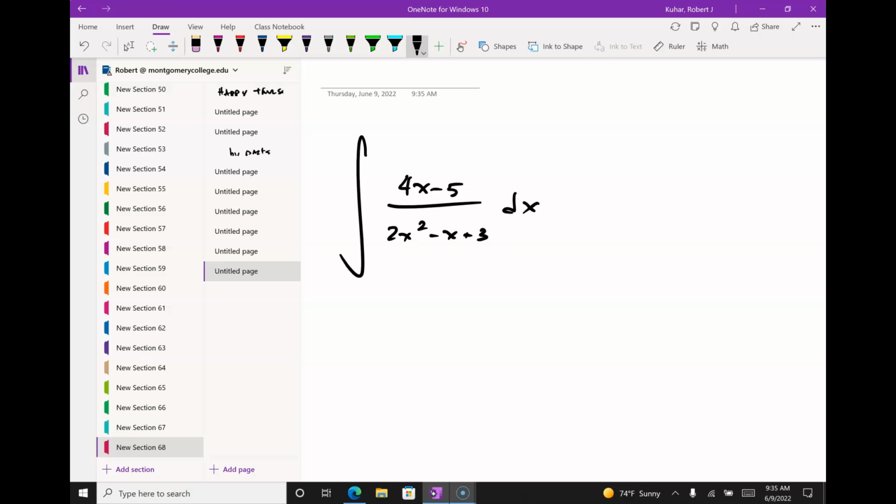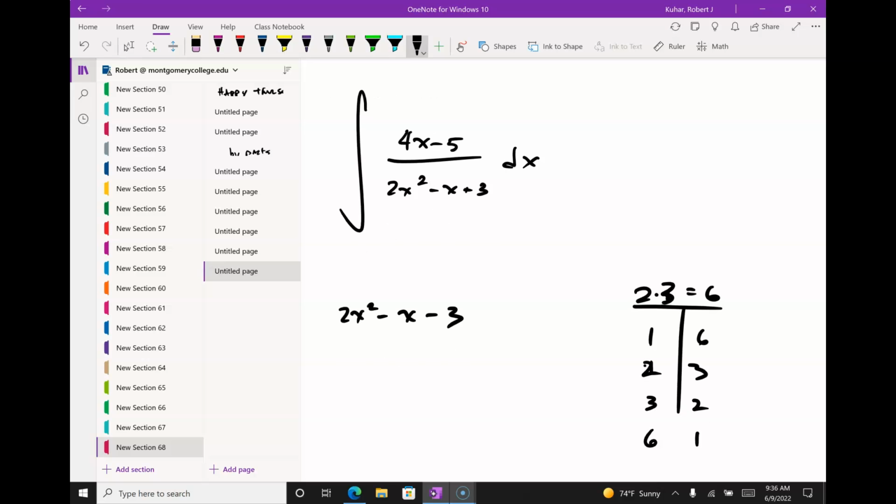So here's our partial fraction problem. And what are you muttering to yourself right now? How the hell do you factor that, right? So you remember that AC method, 2 times 3 is 6. And then I'm listing the factors of 6. Both positive or both negative, right?